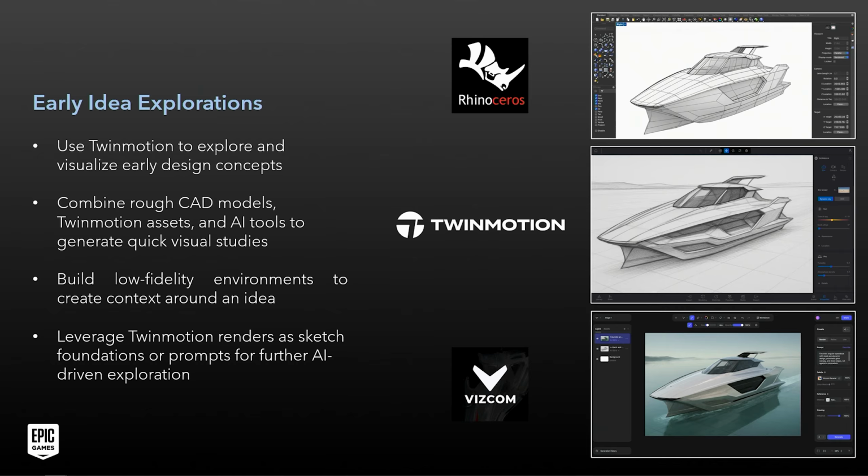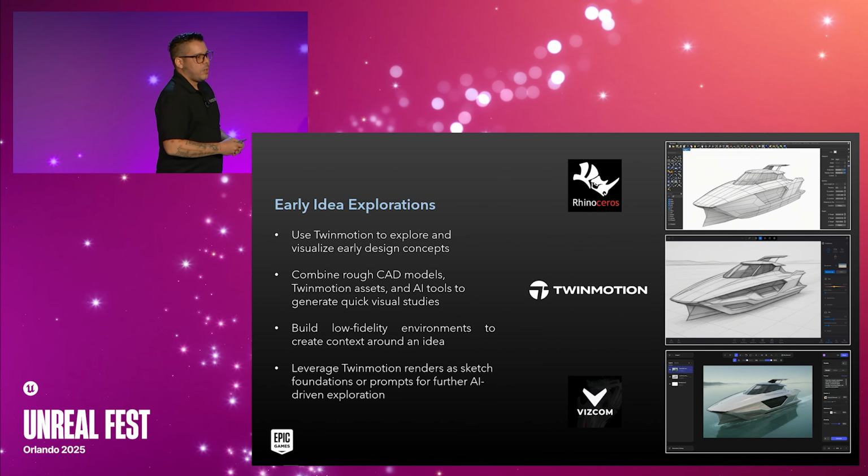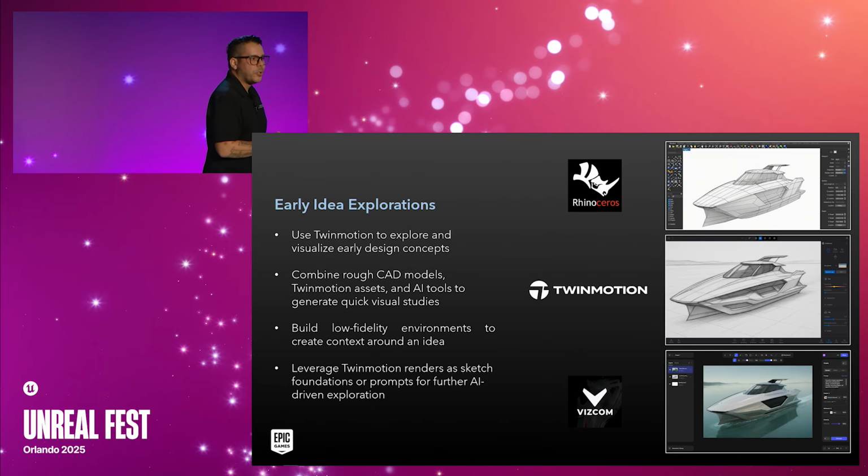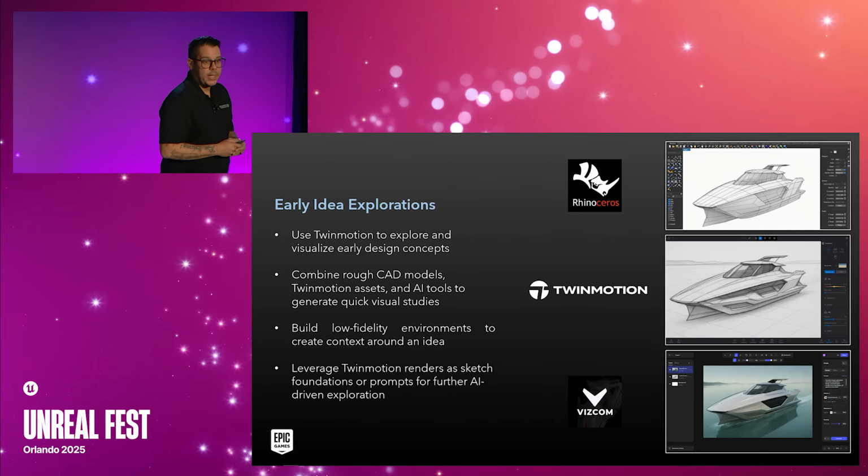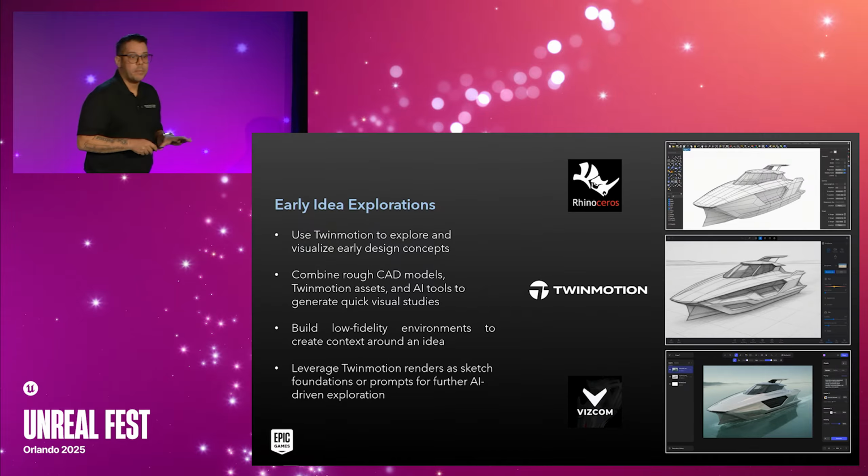So for example, I might rough something out in Rhino. I bring it into Twinmotion to give it an environment, give it an aesthetic. And then I might bring it into something like VisCom. I don't know if you've heard of VisCom before, but it's an amazing AI design-focused platform. And this lets me see an idea without having to spend the hours or the week or two to sketch out these ideas. I can literally do this in a day or two, right?